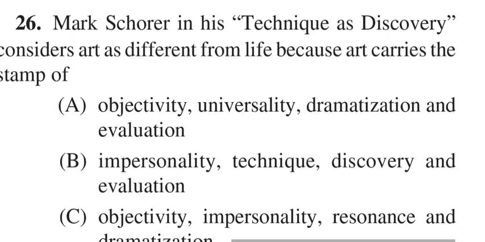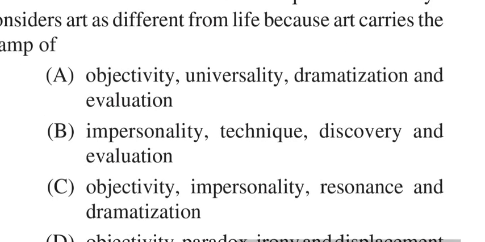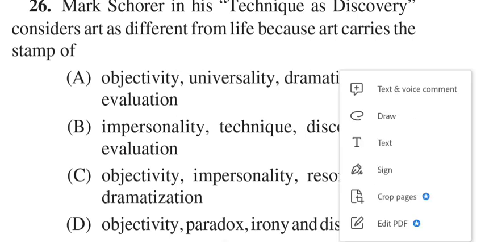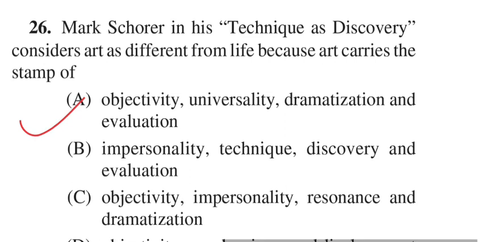Next question, number 26, it says, Mark Schorer, in his Technique as Discovery, considers art as different from life because art carries the stamp of what? A. Objectivity, universality, dramatization and evaluation. B. Impersonality, technique, discovery and evaluation. C. Objectivity, impersonality, resonance and dramatization. D. Objectivity, paradox, irony and displacement. Which option will be correct? Correct option is A, first objectivity, then universality, then dramatization and then evaluation. So Mark Schorer, in his Technique as Discovery, considers art as different from life because art carries this stamp.